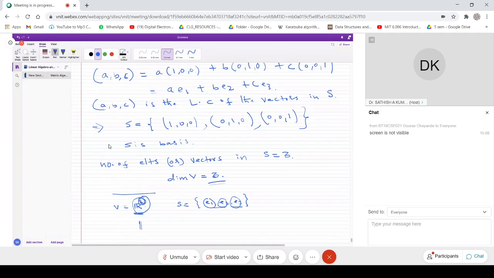Suppose this is not R3 but R2, and S has three vectors like (1, 0), (0, 1), and (1, 1). In the basis you have three vectors, but in that case they can be dependent, so you cannot conclude from that. But if only three entries are there and V equals R3, then if they are independent vectors, the dimension must be 3. That we can conclude.